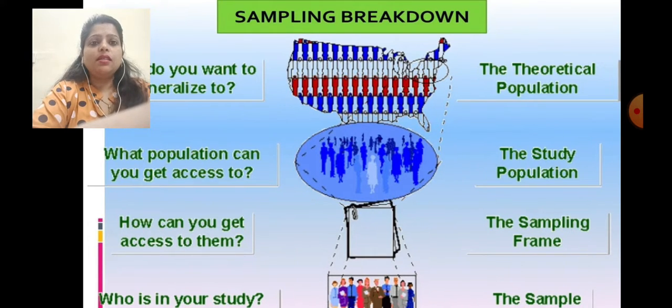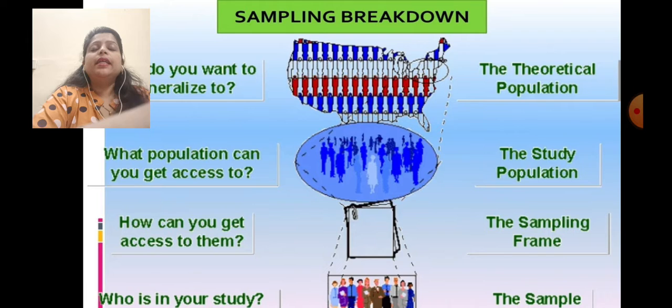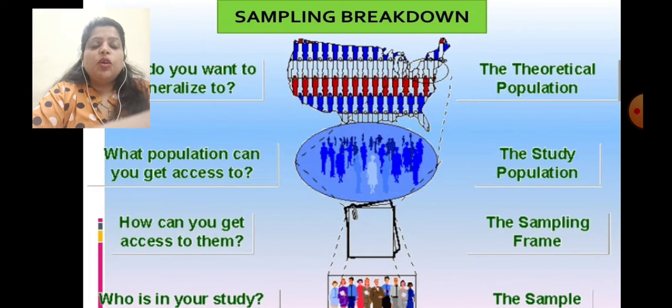What do you mean by access? From where we can get the permission to conduct the study. So if we are talking about Index Nursing College, here we are accessible to those students. So what is the access population over here? The students who are studying in Index Nursing College. So this is the study population.